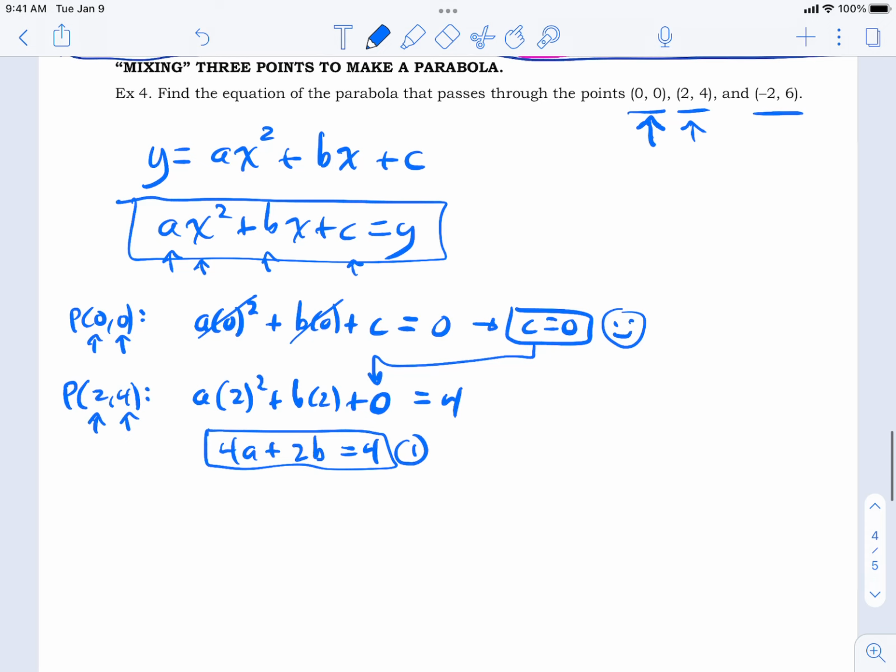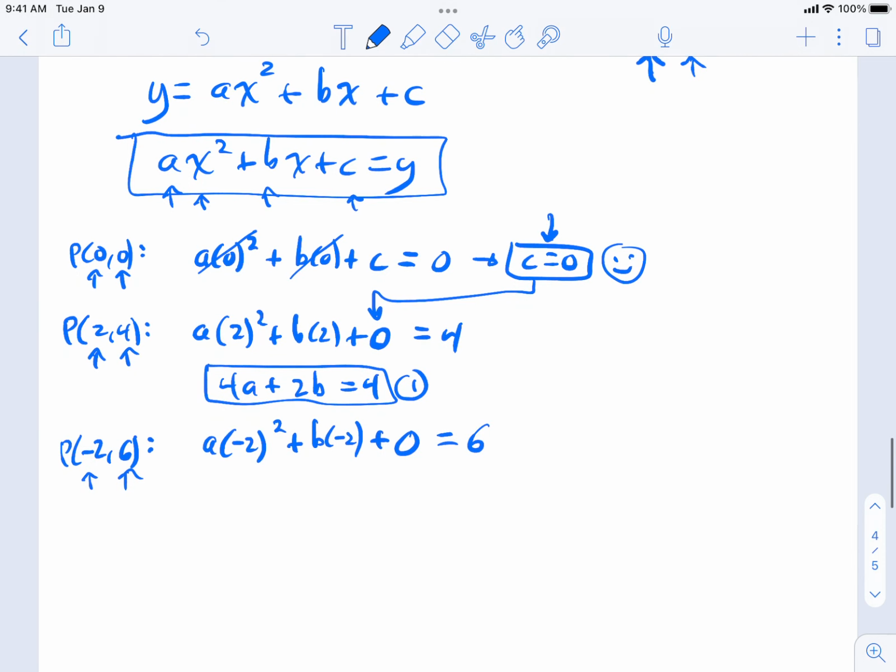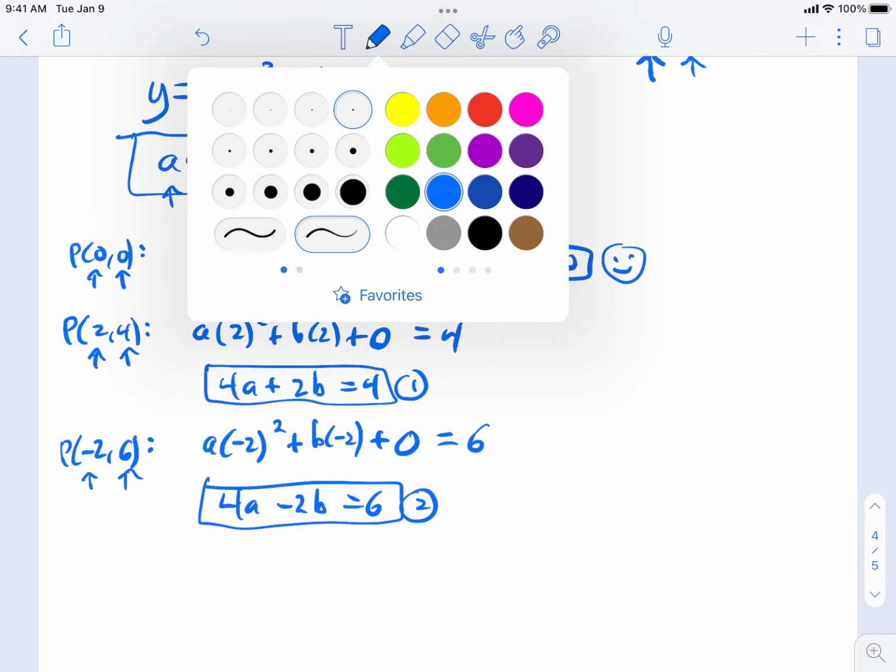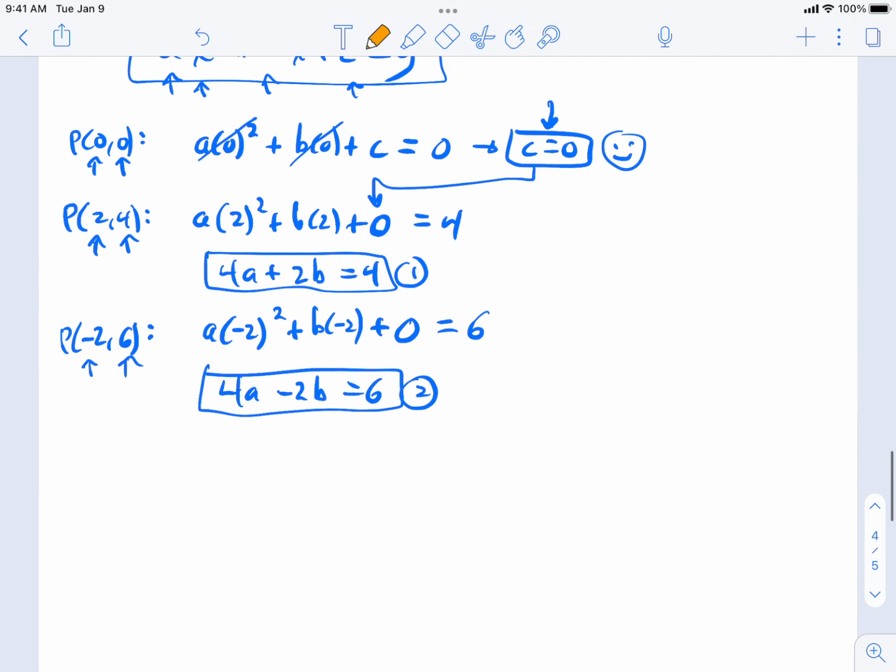Anyway, our third point is negative 2, 6. This is where we get our third equation, our first equation being this very nice one. So I plug in x equals negative 2. So a times negative 2 squared plus b times negative 2 plus c, which is 0, might as well use that, equals y, which is supposed to be 6. So if you simplify this equation, negative 2 squared is 4: 4a minus 2b equals 6. And that becomes my second equation. So like I say, theoretically it's 3 equations, 3 unknowns, but you'll get lucky if it goes through the origin. It'll shrink to a 2 by 2.